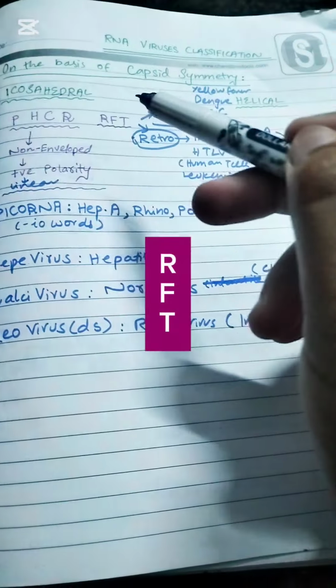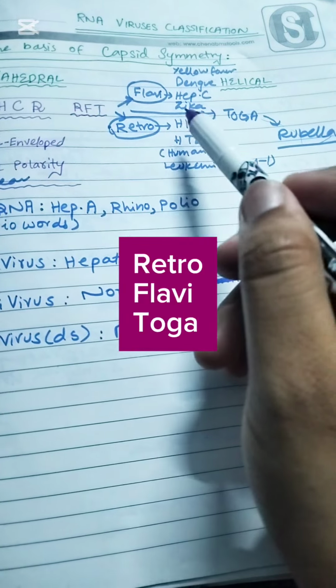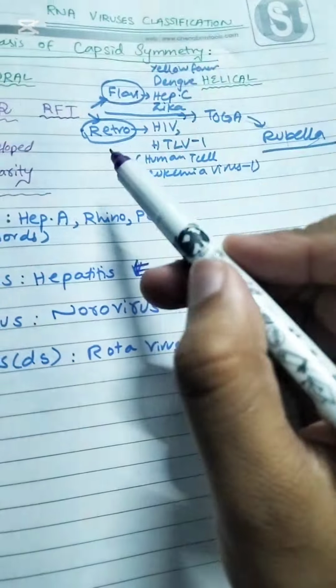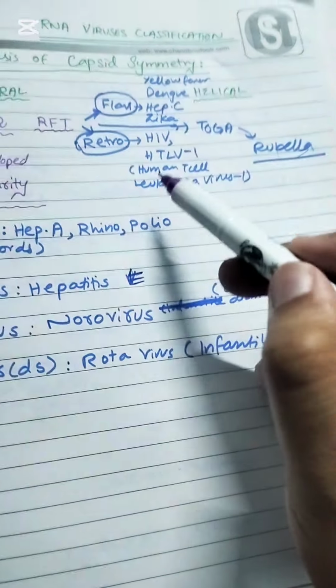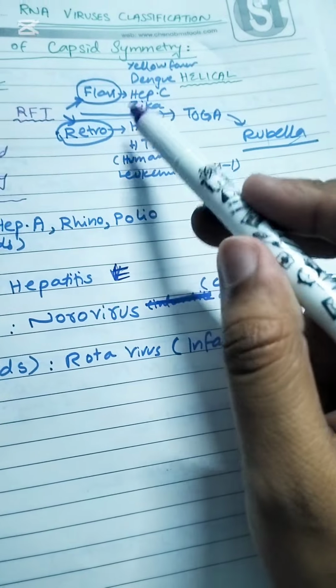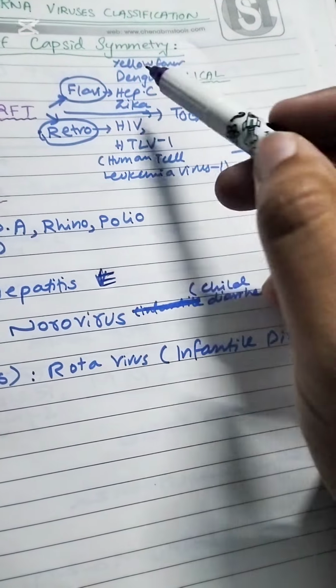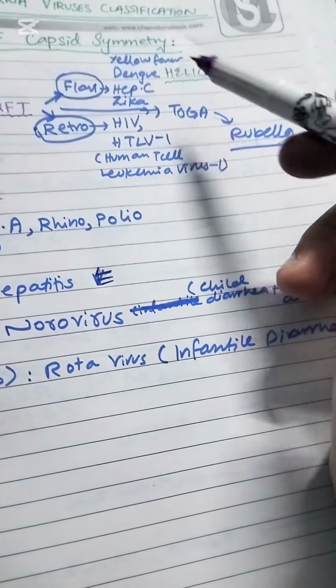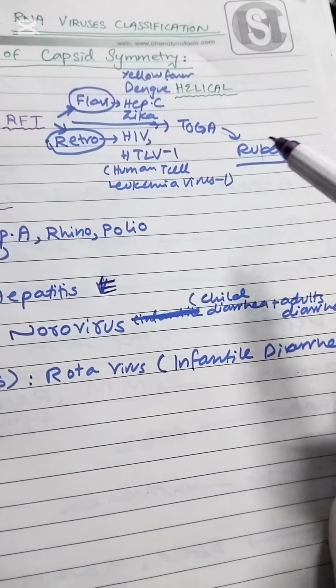And in the icosahedral type, we have RFT. R for retro, F for flavi, and T for toga. For the retrovirus, I want you to remember all H's. H for HIV, H for HTLV-1, or human T-cell leukemia virus 1. Flavivirus, please remember that. It is very important, especially among the viruses present in Pakistan. So dengue, hepatitis C, and yellow fever, and also Zika virus. Now for the toga, just remember rubella, which is responsible for blindness.